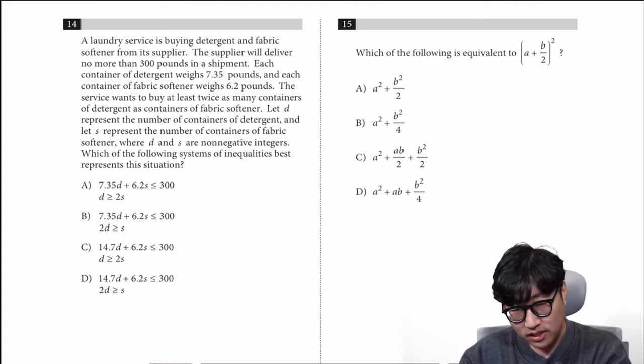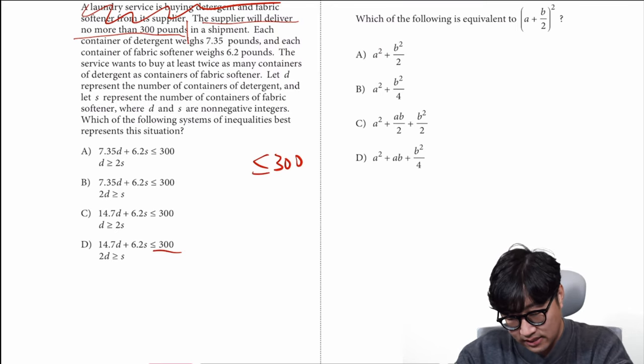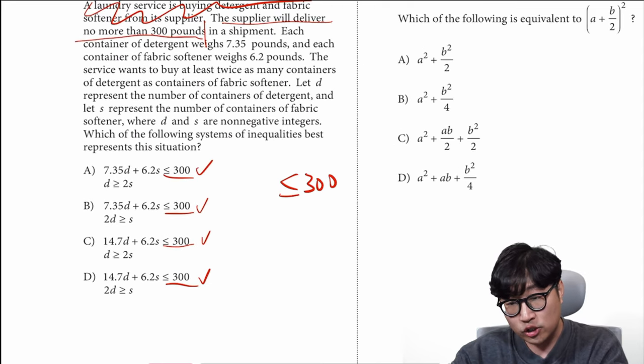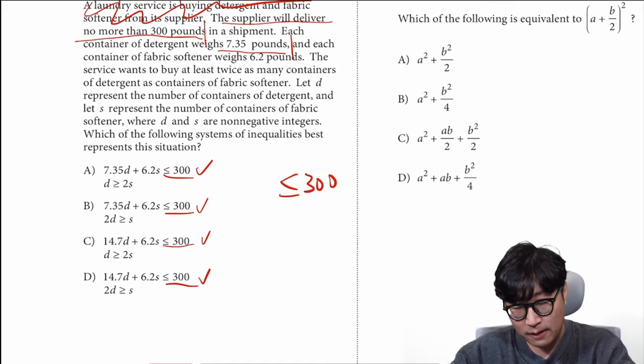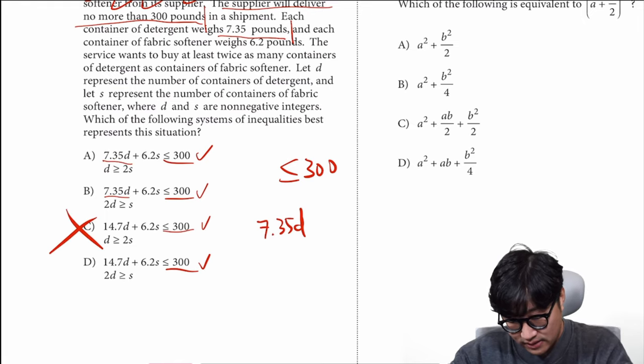All right, number 14, long question. Blah, blah, blah. The Soprano will deliver no more than 300 pounds. Stop it. So 300 pounds or less. If you look at it, D's got it, C's got it, B's got it, A's got it. Okay, that didn't help in any way. Each container of detergent weighs 7.35 pounds. So stop it. 7.35D is what I should be looking at. A's got it, B's got it, C doesn't have it, and D doesn't have it.